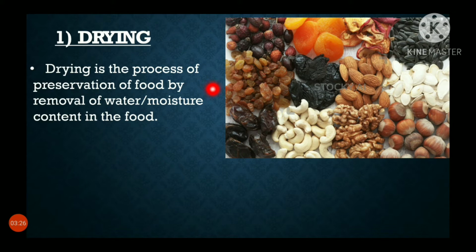Drying is the process of preservation of food. It is a process to preserve food, to store food by removal of water, moisture content in the food. If you see at home, your mother will be drying some grains outside in the sun. Why? To avoid the microorganism growth or to avoid the water present in that.